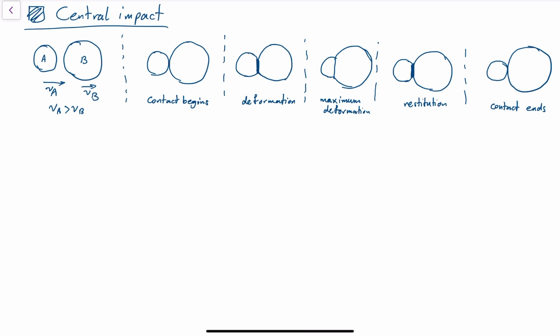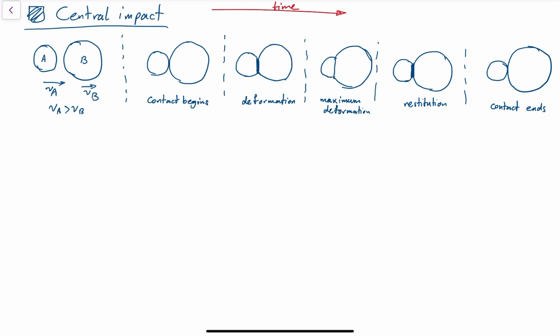I have two bodies, body A and body B. They are happily moving around and they are approaching each other. VA, the velocity of A, must be bigger than VB, such that it eventually approaches and makes contact. And for the rest, I have drawn the events as time progresses. So this is kind of time. These are different phases that we can define for contact and the entire impact.